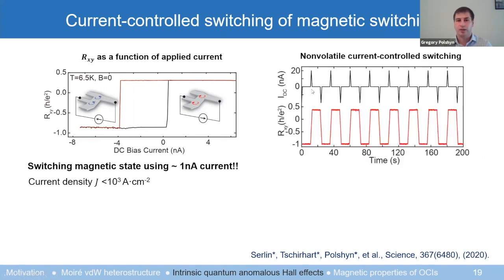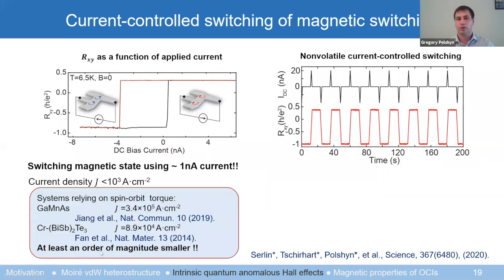So for example, by applying pulses of current, we can switch, basically we can operate our device as a bit of non-volatile magnetic memory, accomplishing read and write operations. What's interesting about this is that the switching currents are only of the order of 1 nanoamp. This is much smaller than in other spintronic systems, so this system has some potential for spintronic applications. In terms of current densities, it's also at least an order of magnitude smaller than in systems which rely on spin orbit torque.